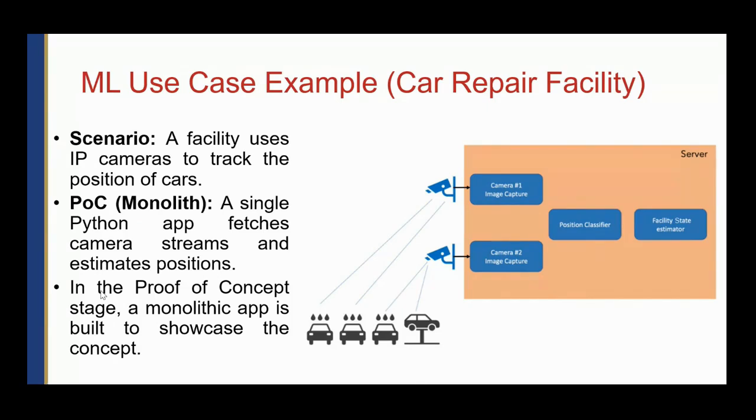In the initial proof of concept stage, that is the monolithic stage, the facility might build a monolithic application. Only one kind of model will be there, and it will fetch the camera streams and estimate the vehicle position. However, as the system grows, it becomes clear that microservices would offer more flexibility and scalability. With a monolithic architecture, we cannot handle so many requests and their processing. So we should move on to the microservices architecture.